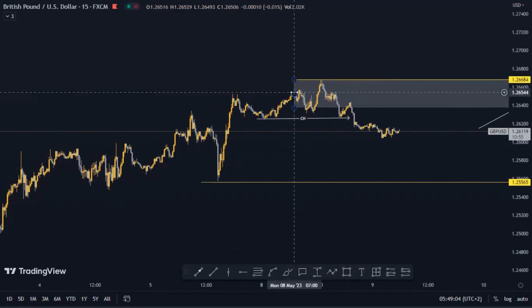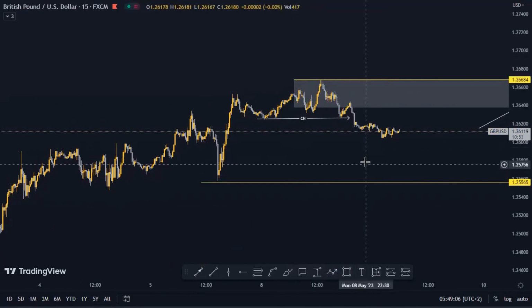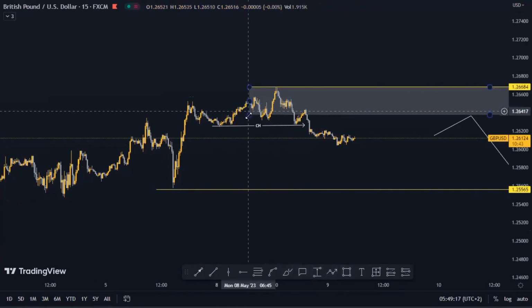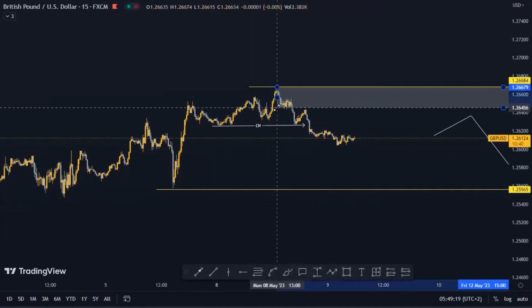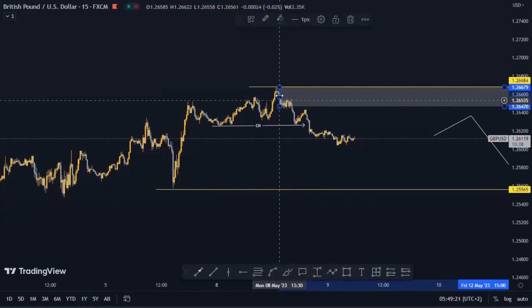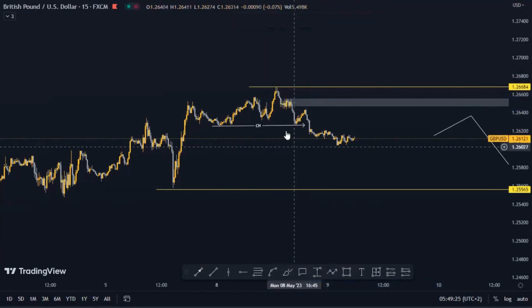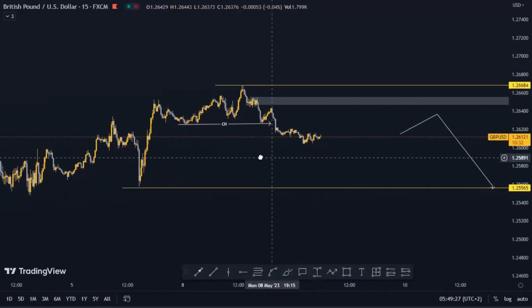Right, we also had some liquidity sweep to the upside before we dropped to the downside. So, which area of supply would I be looking at here just to refine things? I would say this one, even though it has some liquidity above it.